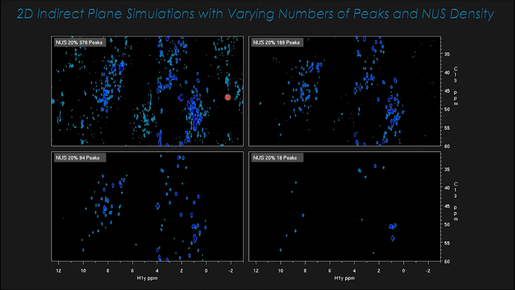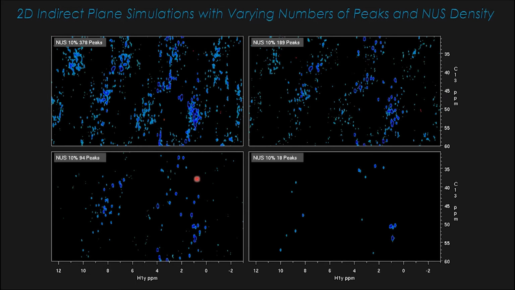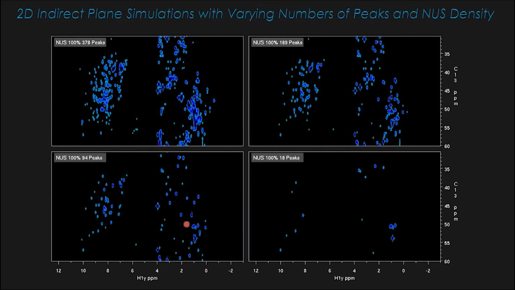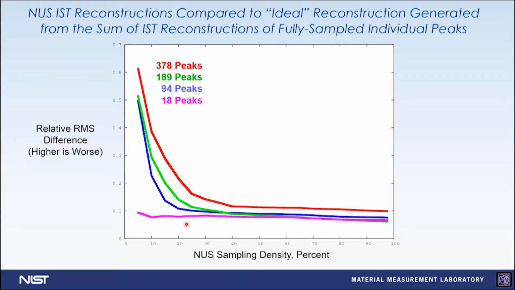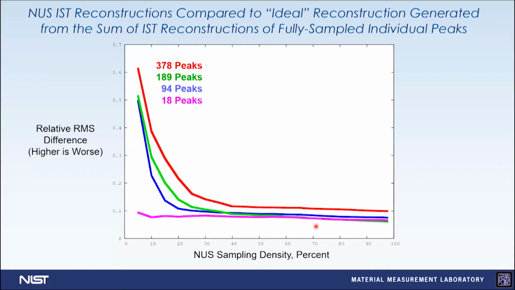25% density, now we can start to see artifacts here. 10% sampling density, now this spectrum becomes unusable. Whereas back at 5% density, this spectrum that has only 18 peaks is still perfectly fine. So it's a clear illustration that the ability to reconstruct a NUS spectrum depends not only on signal to noise, but also on the number of signals that there are in the data.